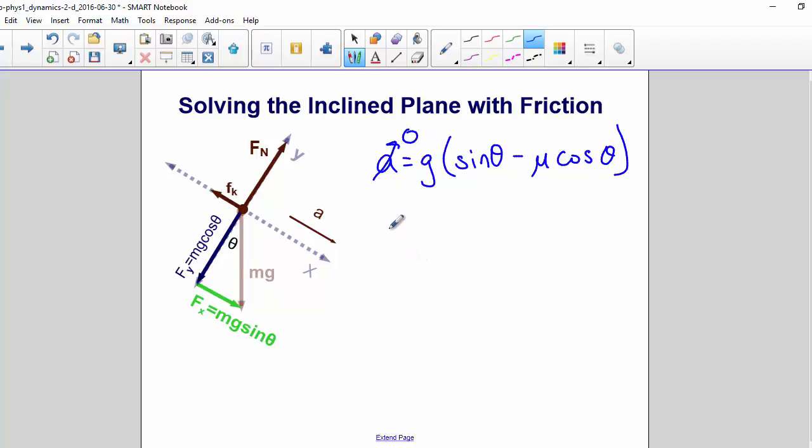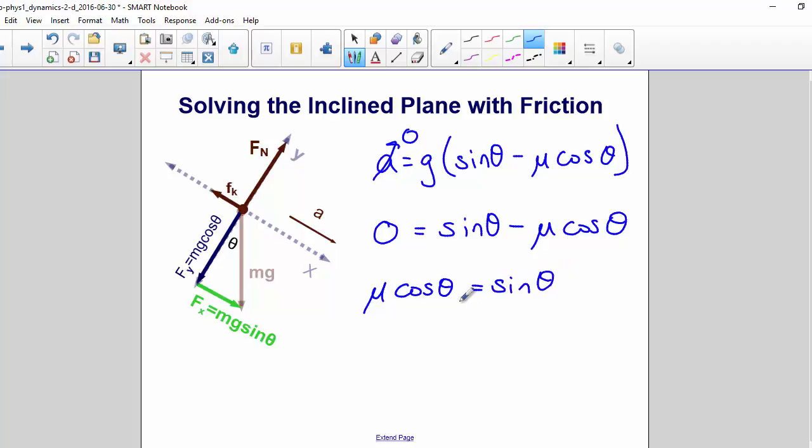Now if we divide both sides by g, we get 0 equals sine theta minus mu cosine theta. Now we'll add mu cosine theta to both sides, and we have mu cosine theta equals sine theta. Now divide cosine theta on both sides, and you get mu equals sine theta divided by cosine theta. Sine theta over cosine theta is simply tangent theta.